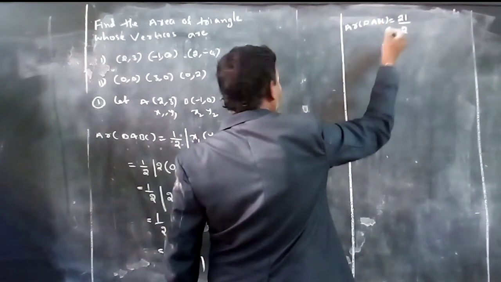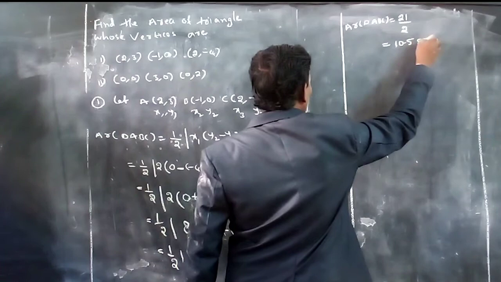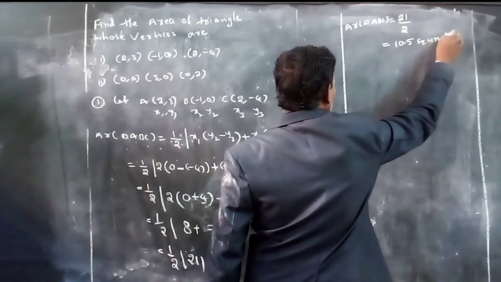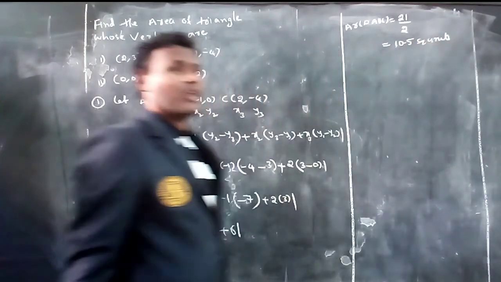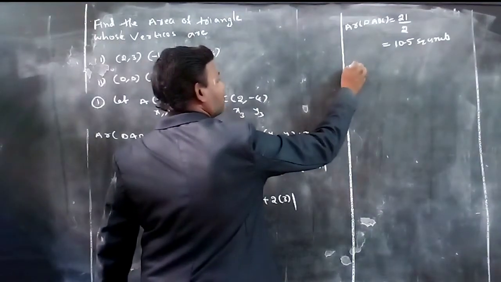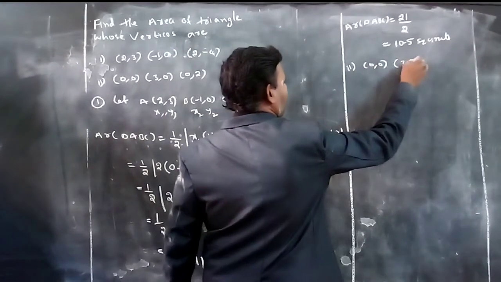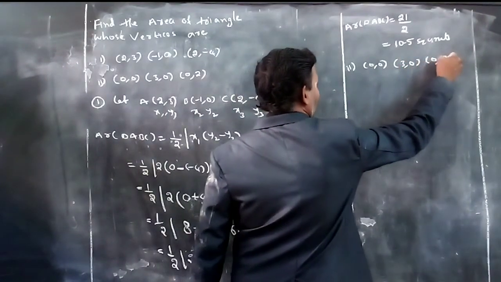So nothing but 10.5 square units. Now the second solution. What is the second question? (0, 0), (3, 0) and (0, 2).